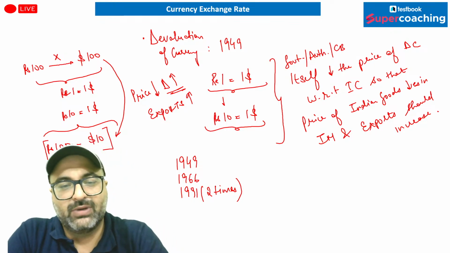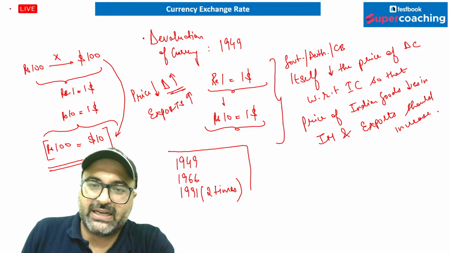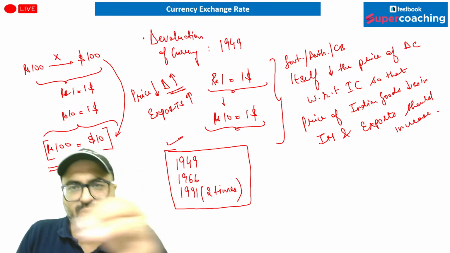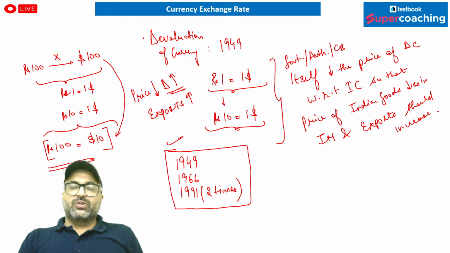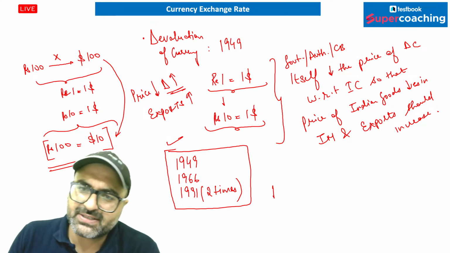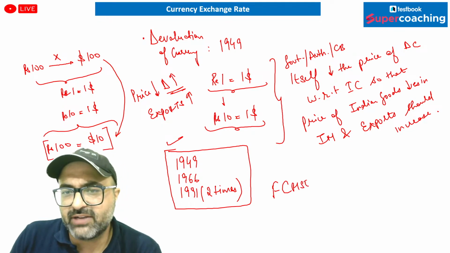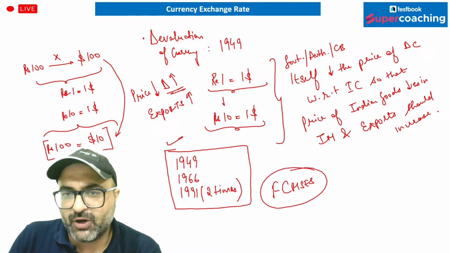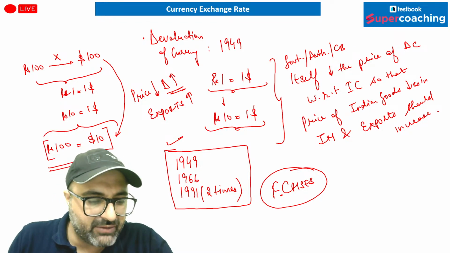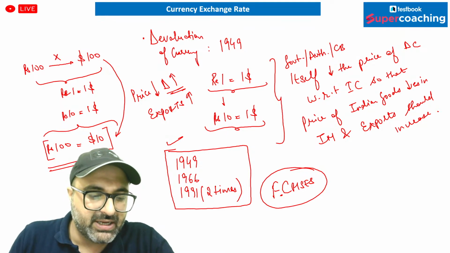Is it clear? So till now, devaluation has been done in 1949, 1966, and 1991. Things were going pretty fine. But you know that in 1991, India witnessed a financial crisis, where India was left with only 10 to 15 days of reserves to service its import bills.